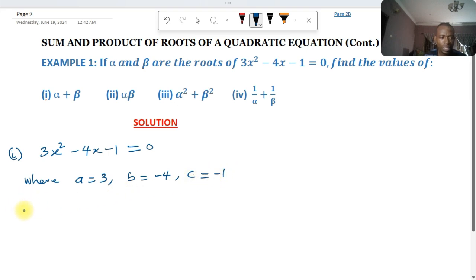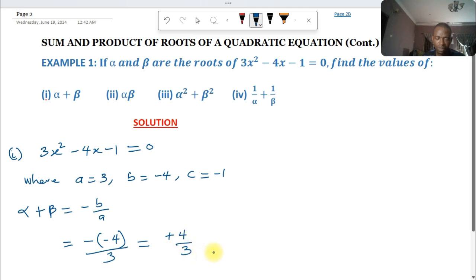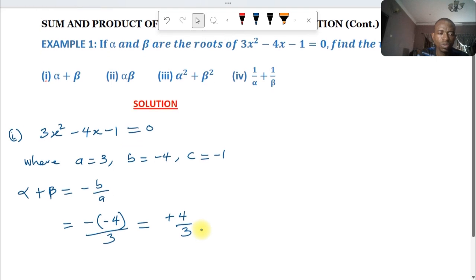Actually, alpha plus beta, according to that formula, is minus B over A. So I'll write the minus that I have in the formula, then B is minus 4. It has its own personal minus, so I'll have bracket minus negative 4 close bracket over A. Our A is 3, and negative times negative gives positive, so we have 4 over 3. That is the answer to the first one.